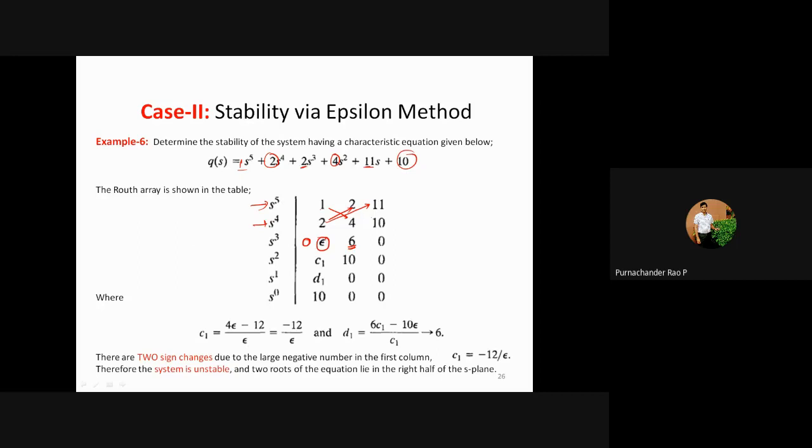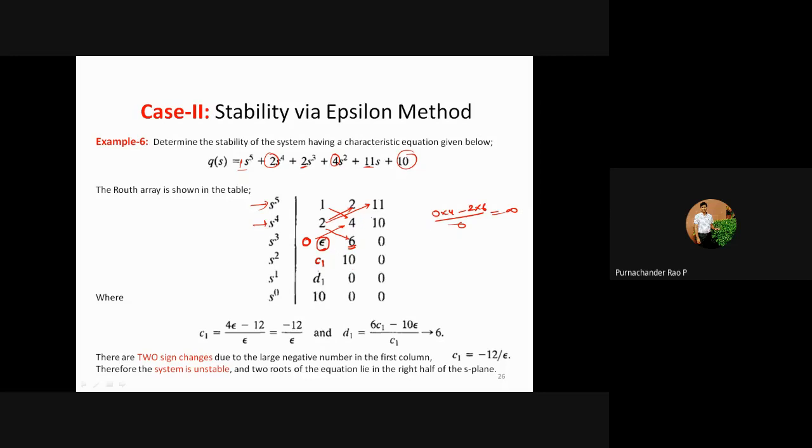Okay. Then as this term is 0, what we have to do is 0 into 4 minus 2 into 6, divided by 0. So this value is going to be infinite. Then you cannot proceed further now. Okay. So to avoid that, we just consider that this is epsilon. Okay. So epsilon, and we write this value as C1. Next one is 0 into 10 minus 0, so this value is going to be 0.